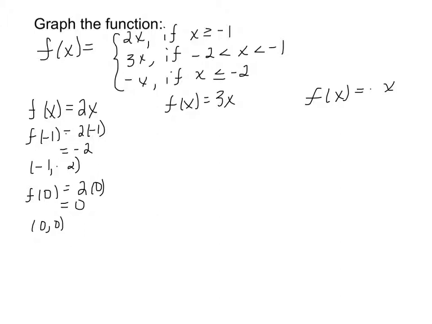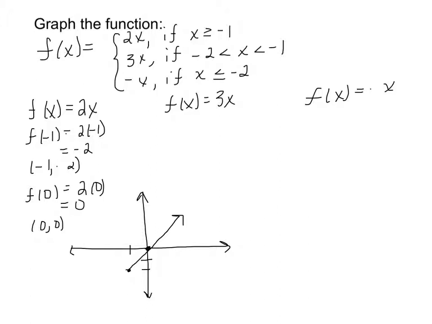And so I'll make my graph. So remember, negative 1 was included. So negative 1, negative 2, and 0, 0. And since it's saying greater, we know this line is going to positive infinity. The second graph or function is only for x values between negative 2 and negative 1.